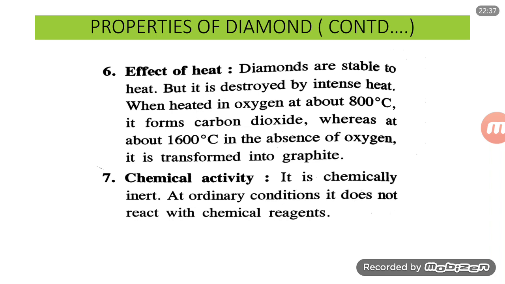However, if you heat diamond at about 1600 degrees Celsius in absence of oxygen, then this diamond will get transformed into graphite. Okay. Coming to chemical activity. Diamond is chemically inert. At ordinary conditions, it does not react with chemical reagents. So diamond does not react with water at ordinary conditions, neither does it react with air. Therefore, it is said to be chemically inactive or chemically inert.